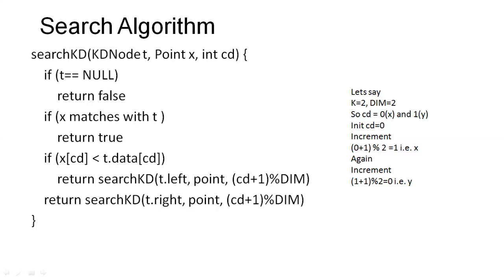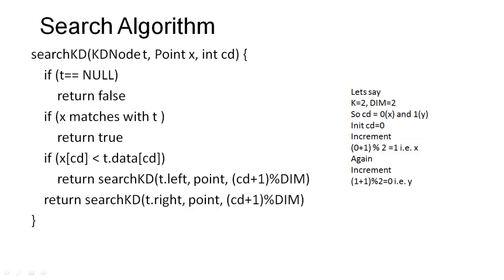So let's see the algorithm. Now if T is equal to null, meaning the current node is null, then we return false. If the node is null, it means that the point we are searching for is not present in the tree. Hence we return a false value. In case we get a match, like if the point to be searched X matches with the current node T, then the point has been found and hence we return true.